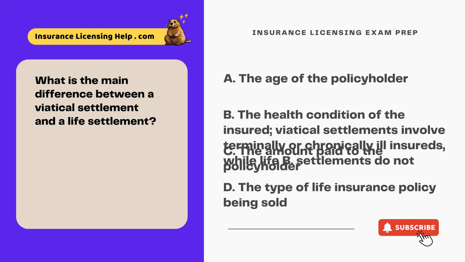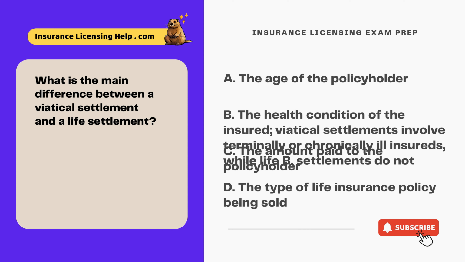What is the main difference between a viatical settlement and a life settlement? A. The age of the policyholder. B. The health condition of the insured. Viatical settlements involve terminally or chronically ill insureds, while life settlements do not.